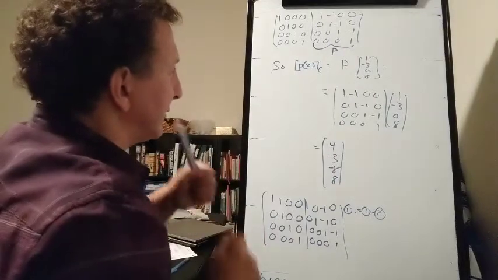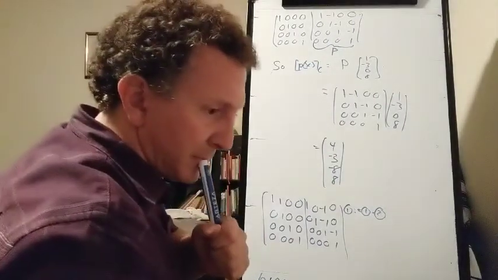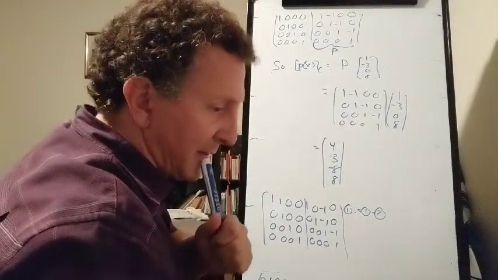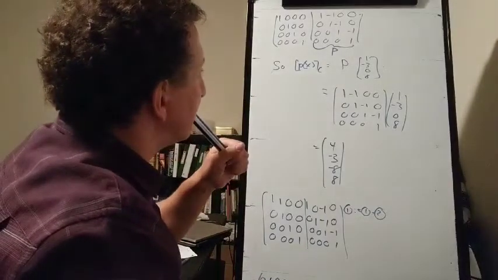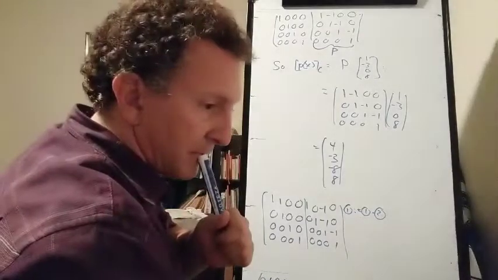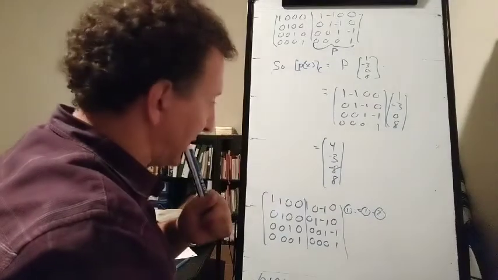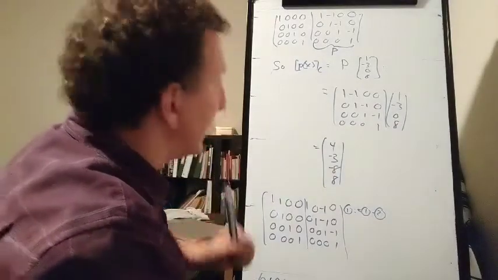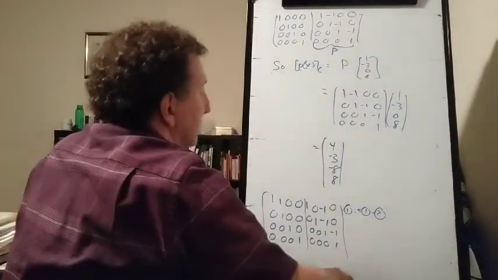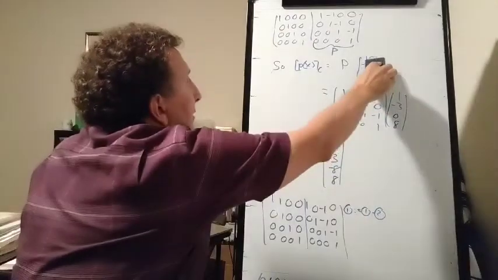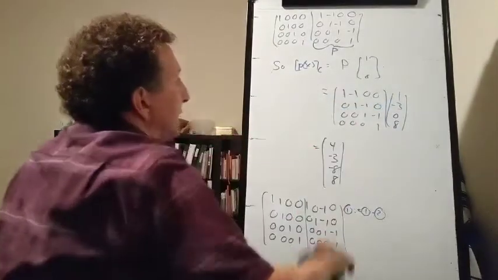Oh, that doesn't look like the same answer I got last time. I got 1, 3, negative 11, 8. Ah, I put the 0 in the wrong place. There's supposed to be a 0 here. So 1, 0, negative 3, 8.